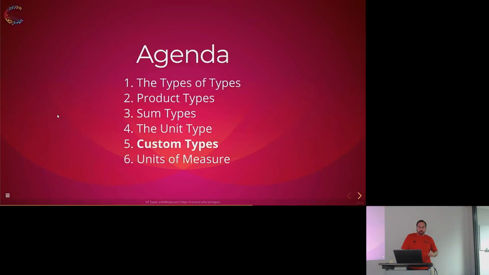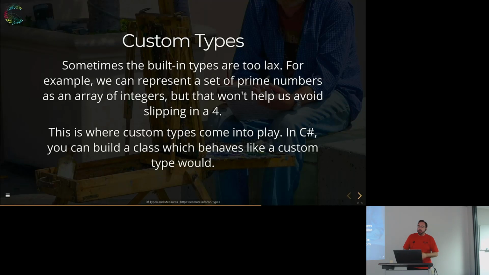Custom types. Here's where we get into some fun stuff. So sometimes our built-in types are a little lax. Like, we have a set of integers. So I have a list that has integers that are supposed to represent prime numbers. I have an int class, so integer class, but 4 is a valid integer. 4 can fit into a list, but if it's supposed to be a list of prime numbers, 4 is not a prime number, should not be in there.